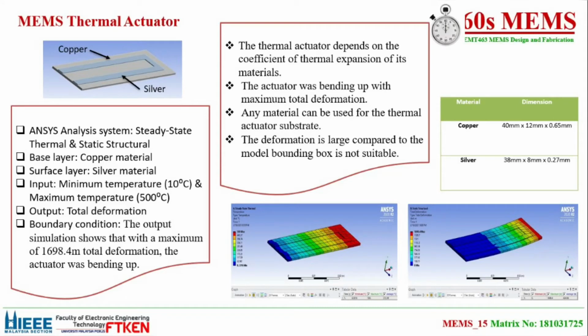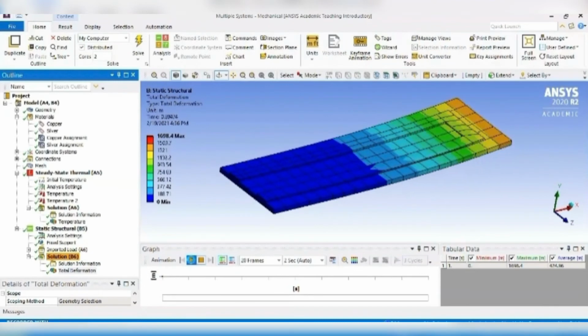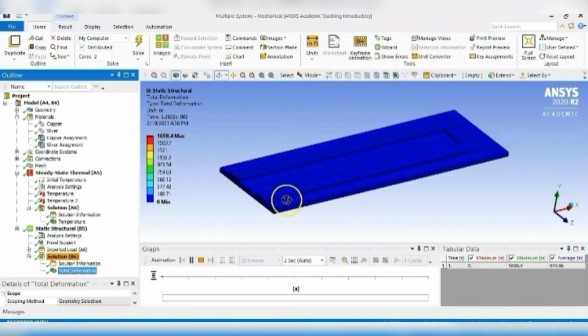The steady state thermal analysis is used as the input simulation and static structural analysis as the output simulation for the voltage displacement parameter analysis. Moreover, the dimension of the design is shown in the table. In conclusion, copper and silver can be used for the thermal actuator substrate. However, the deformation is less compared to the model, so bounding bond is not suitable for this model. The simulation result has been represented as shown in the animation.